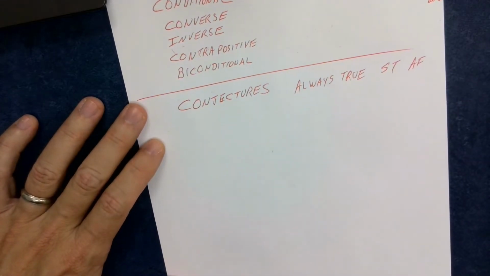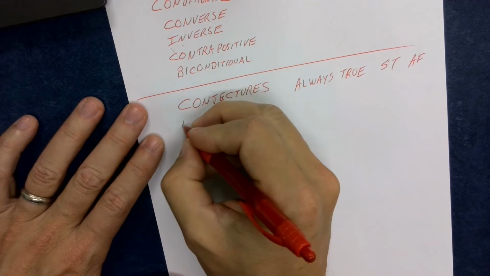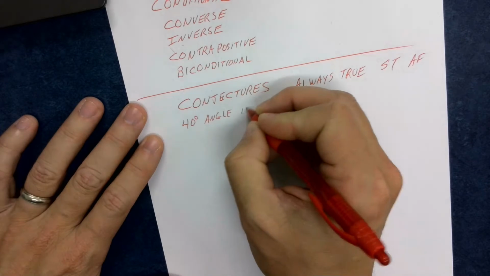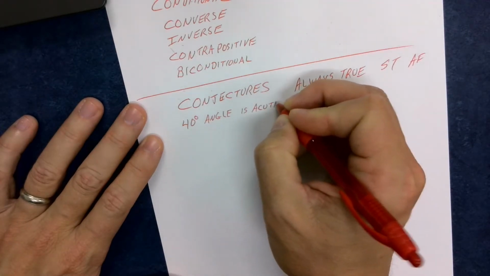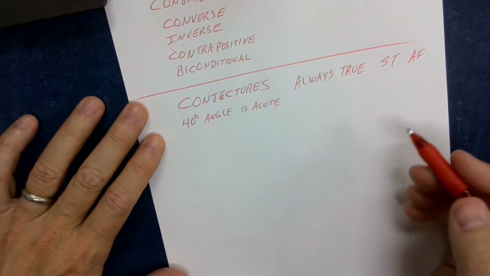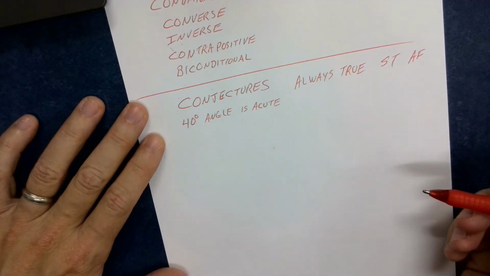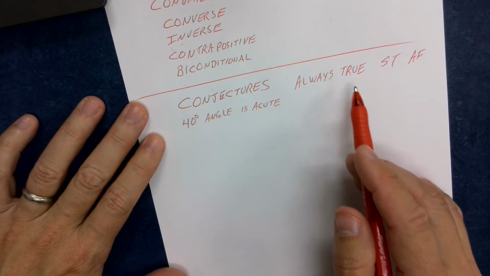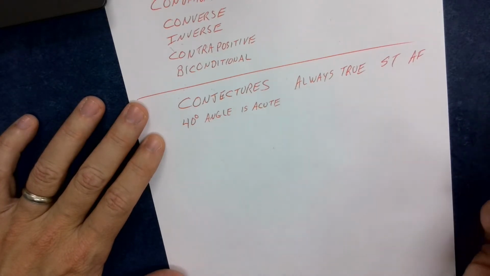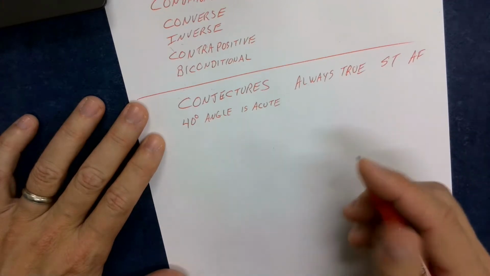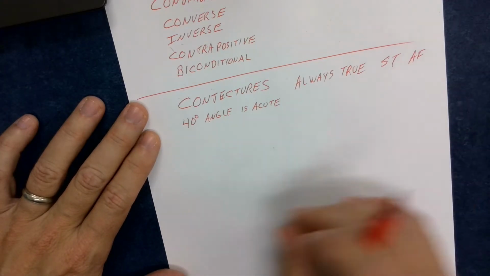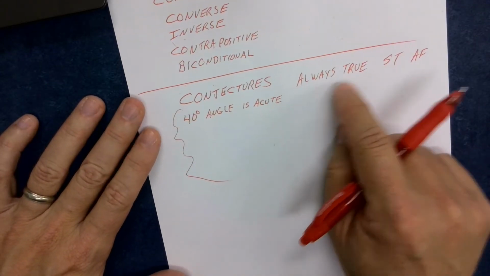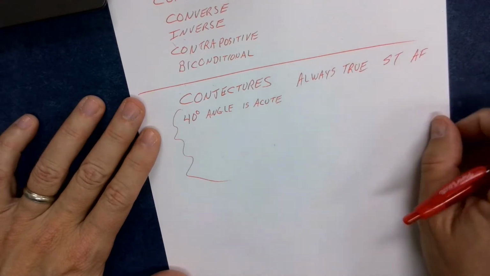A 40-degree angle is acute. If I put something like that and ask you, is that always true, sometimes true, or always false? A 40-degree angle is acute. That's always true. So I'll give you a bunch of different statements. It could be stuff with linear pairs, could be with right angles, could be anything that we've dealt with. So know all your geometry facts and whether or not my statements are always true, sometimes true, or always false.